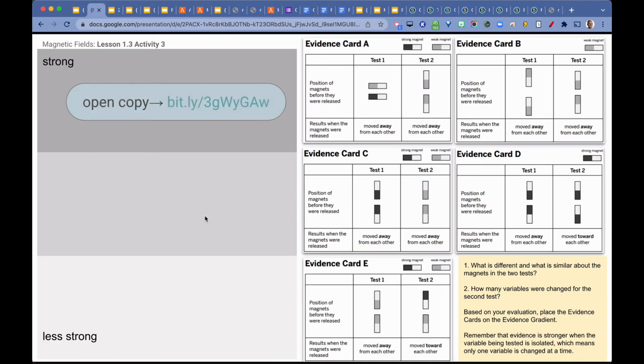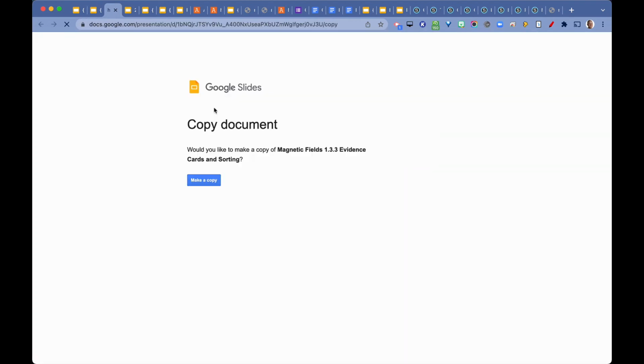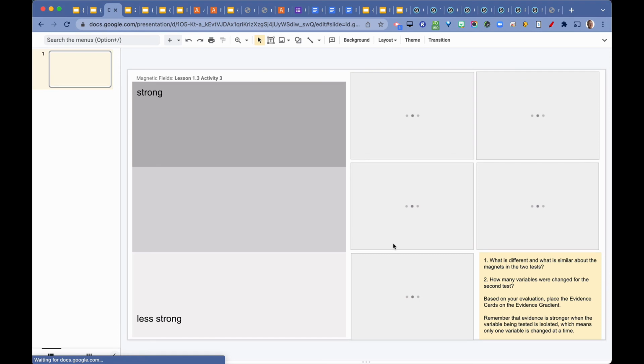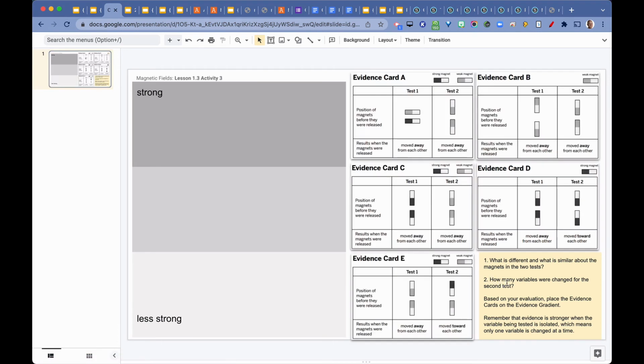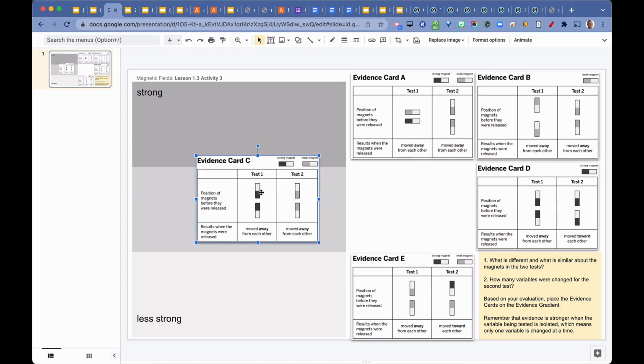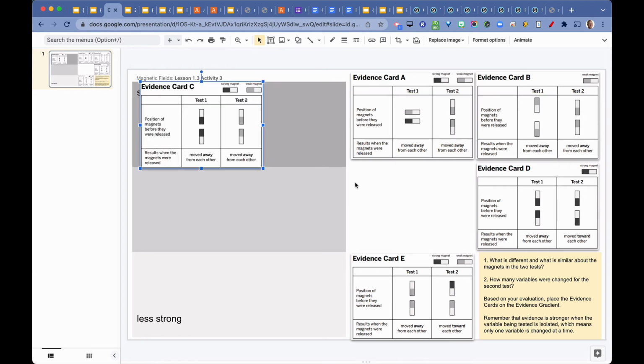And then students were given 5 evidence cards and taking a look at it. So let's take a look at it. They opened up their own copy, and they were trying to figure out, well, how many variables were changed for the second test. So let's take a look at this one right here. So we have position of the magnets is, for test 1 and test 2, the same. The same poles are aligned with each other for test 1 and test 2. And the only difference between the two is that test 1 was a strong magnet and test 2 was a weak magnet. So this is strong evidence. Only one variable is tested and isolated.